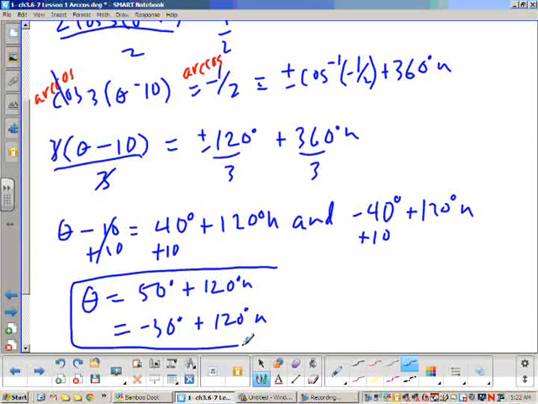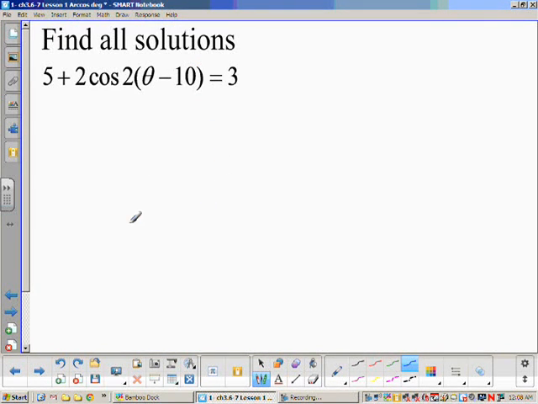Phase shifts do cause us to lose a little bit of the elegance of our answer because we can't just put a plus or minus in front. So remember that first value, 120 over 3, don't just add 10 or undo this side and put a plus or minus in front. You need to separate plus and minus when you're dealing with a phase shift. Okay, you give this one a try.